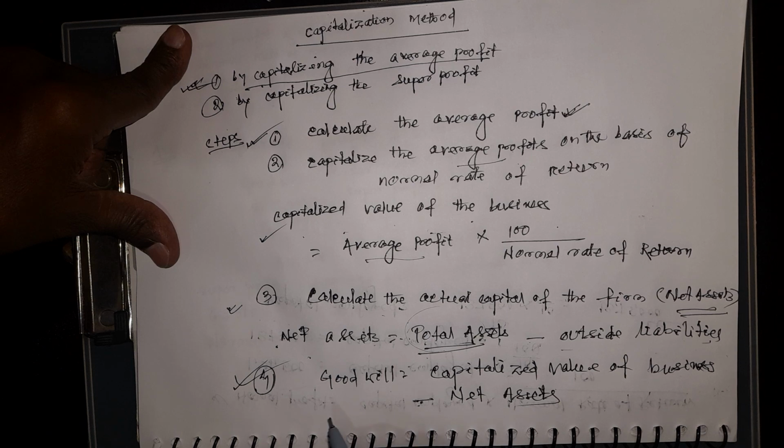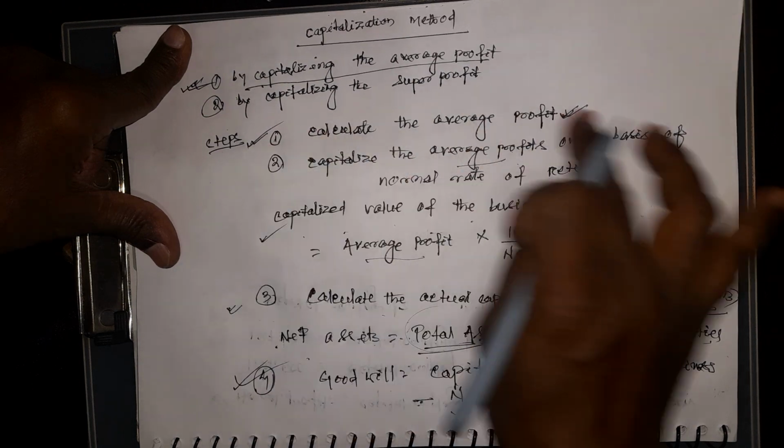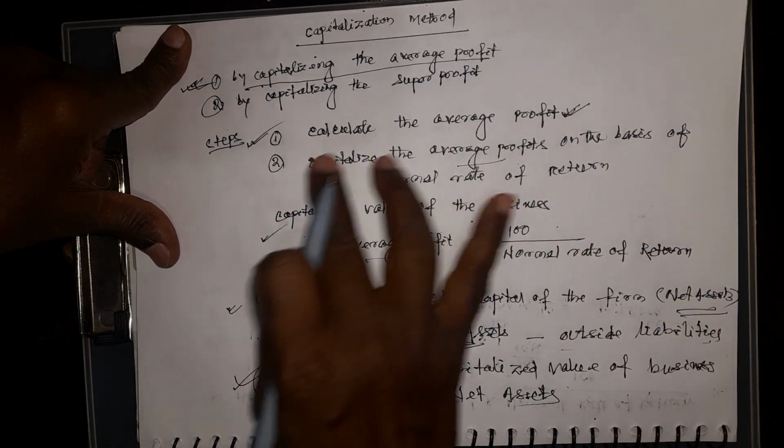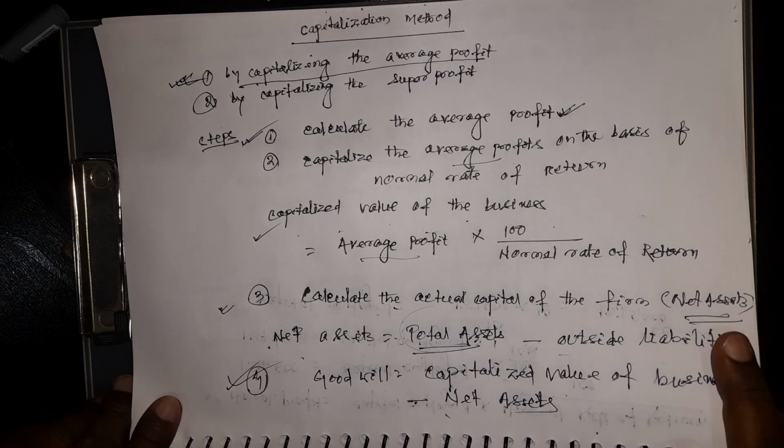And the fourth step, you calculate the goodwill: capitalized value of business minus net assets. So this is all about capitalization of average profit. Now I am going to explain capitalization of super profit.